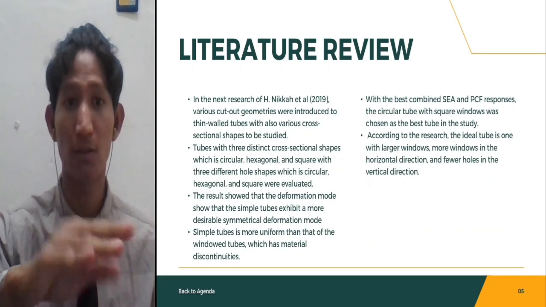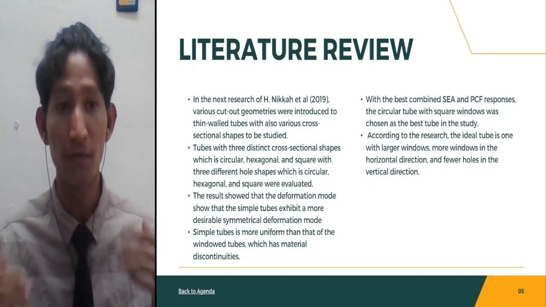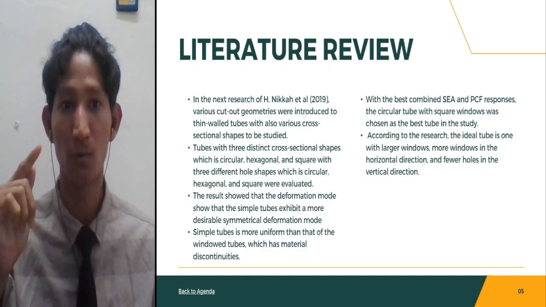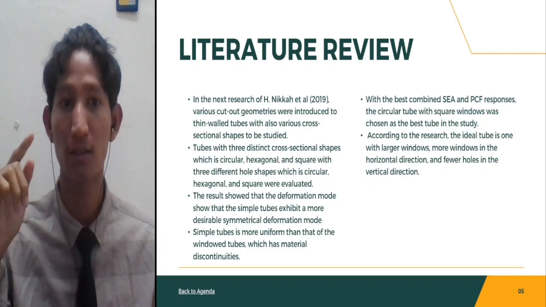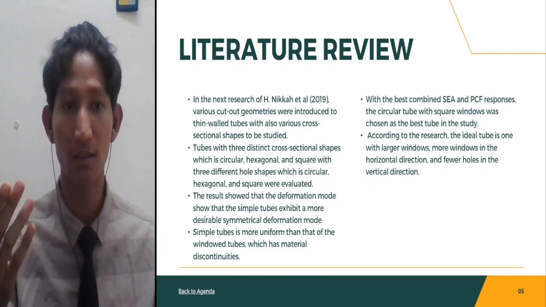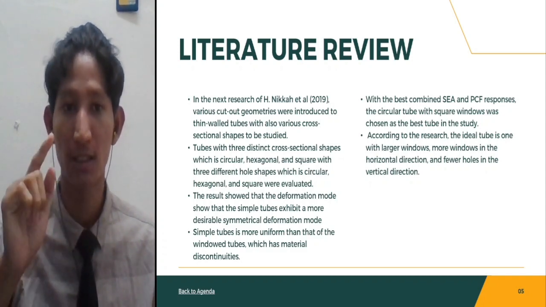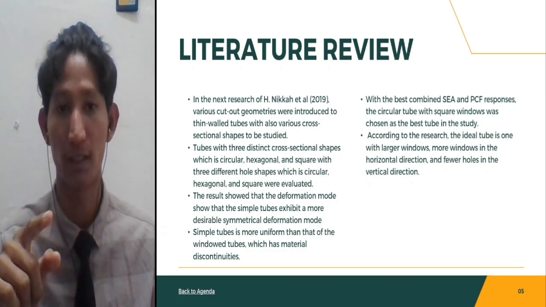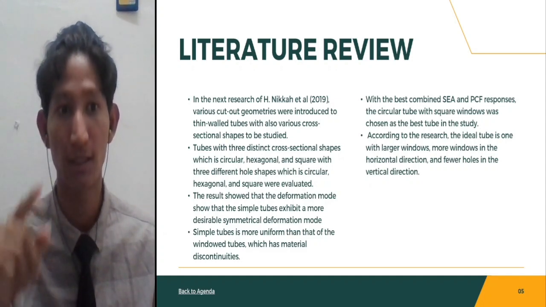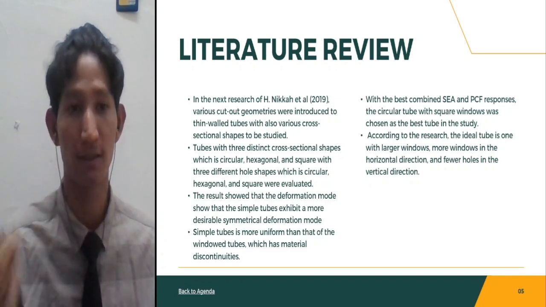In the next research by Hamid Nikkhah et al. in 2019, various cutout geometries were introduced to the thin wall tubes, with various cross-sectional shapes also studied. There are 3 tubes with cross-sectional shapes, which are circular, hexagonal, and square, with 3 different hole shapes, which are circular, hexagonal, and also square, evaluated in the research.